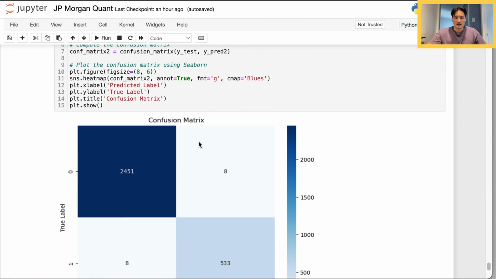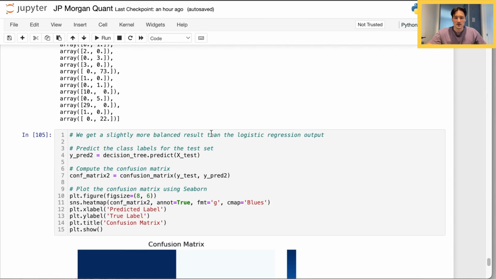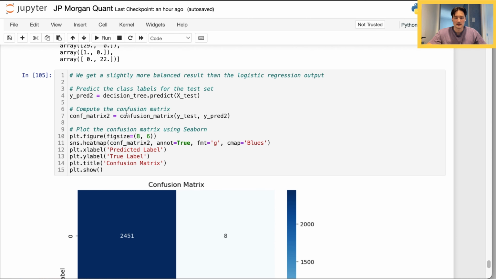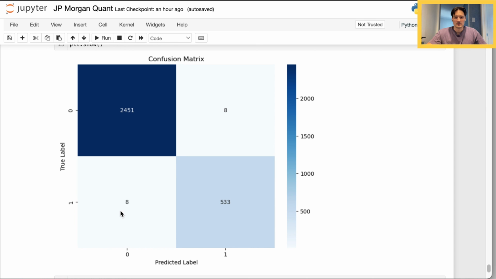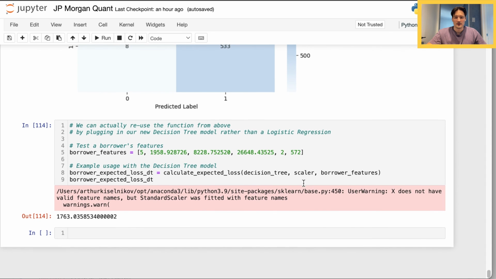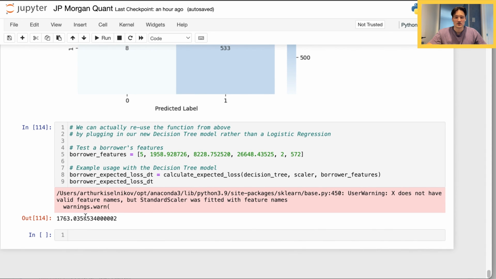And then this is just a quick observation of that similar confusion matrix. Here's the code if you guys are curious. It's exactly the same as above, just using the decision tree. And here it's slightly different. We have a slightly more balanced false positive and false negative number, but overall still pretty good accuracy. And then finally, it looks like it's the same number, but it's actually slightly different. This would be our expected loss using our decision tree model. Based on how I set up the function above, you can just plug in decision tree instead of our logistic regression, and that's our output.